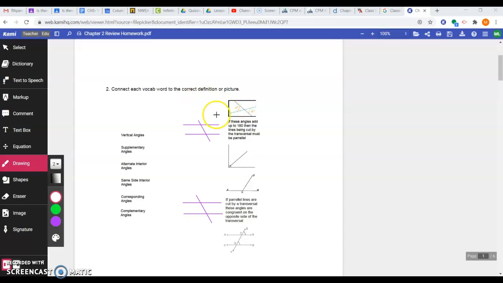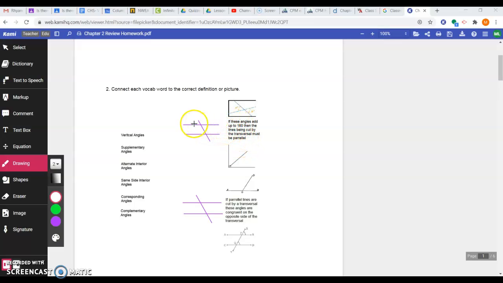All right, here is just a short video explaining some of these definitions here. So this one is, if these angles add up to 180, then the lines cut by the transversal must be parallel. This is just using a conditional statement we talked about. I believe it was lesson 215 when we were seeing, can these statements go the other way?